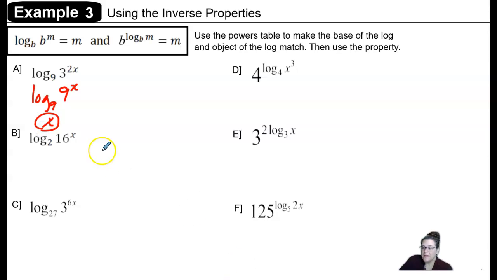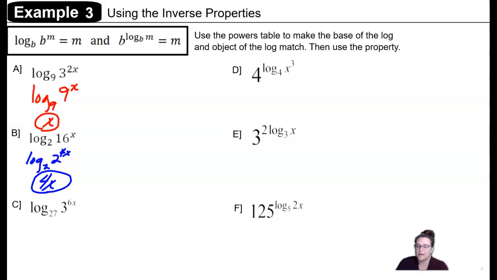Okay, in example B, the log base 2 of 16 to the x power. Remember, we can't change the base of the log to use the inverse property, so we have to change the base of the argument of the log to be a base 2. So 16 as a base of 2 would be 2 to the 4th power. So we'll rewrite this as the log base 2 of 2 to the 4th power, and that's to the x, so it would be 2 to the 4x. Now that the base of the log matches the base of the argument, the exponent is the answer, which is 4x.